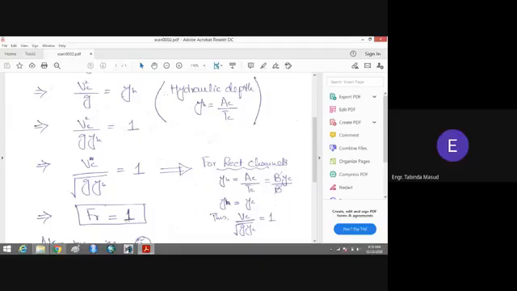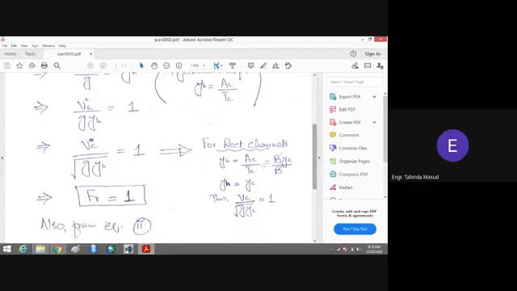In case of the rectangular channel, we developed the equation for the Froude number as VC divided by under root of G into YC. Here it was the depth of the flow only, but in this equation it is the hydraulic depth. So once again I want to tell you that this is the generalized form of the equation, and you can modify it for any kind of channel.